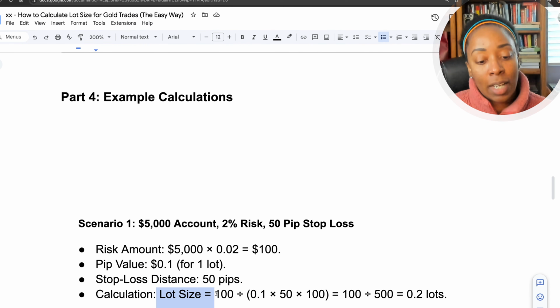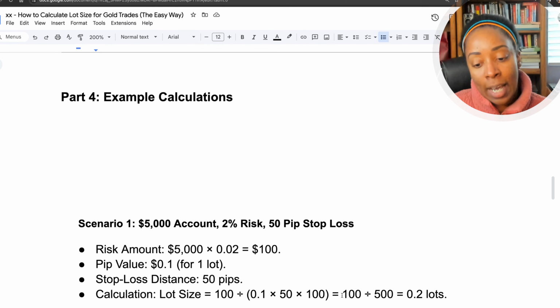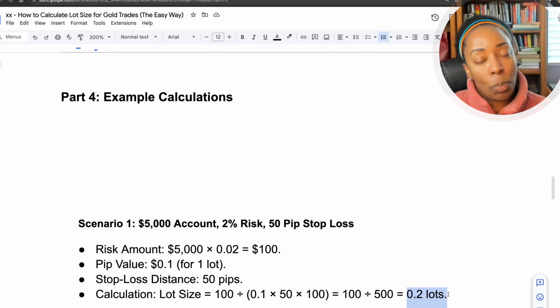So we have the lot size is going to be equal to the $100 divided by all this stuff. So it's the 0.1, which is the standard pip value for gold on a standard lot, and then 50 pip stop loss, and then this is going to be that 100 that I wanted to have in the denominator, so the number on the bottom. And then once we do all that, we got 100 divided by 500, and then it gives us 0.2 lots.